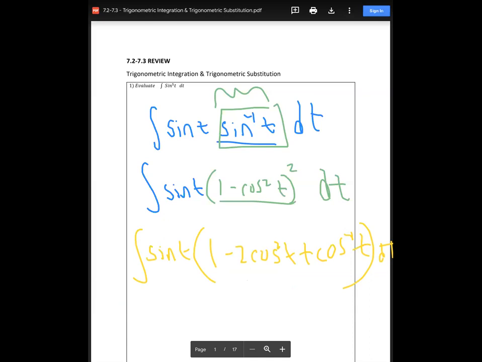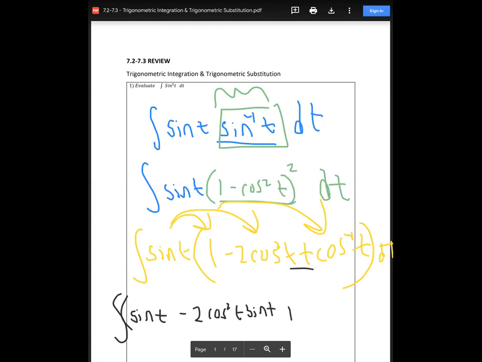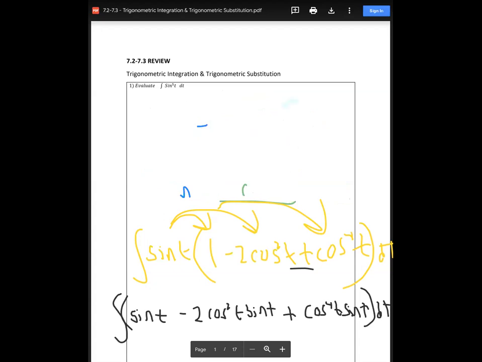The next thing you have to do is now distribute the sine to each single term. So when you do that, you get sine of t, you get negative 2 cosine squared of t sine of t. That's a plus. And then you have cosine to the 4th of t sine of t. So now each single term has a sine because we distributed it. I'm gonna erase the top so that there's more space to work. And then I'll show you what to do.